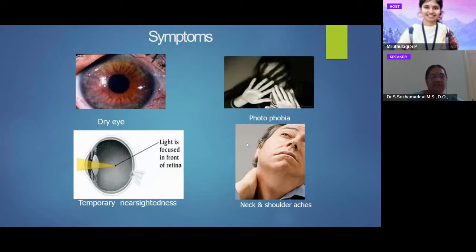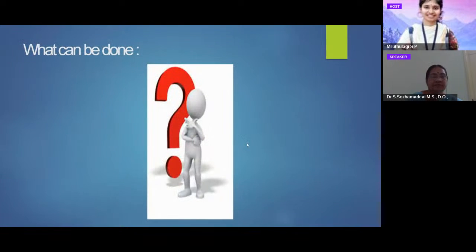The same thing, this I have already explained. Next. And all this leads to frustration. You give up doing whatever job you are doing. Next slide. So what can be done to avoid all these things or overcome all these things?